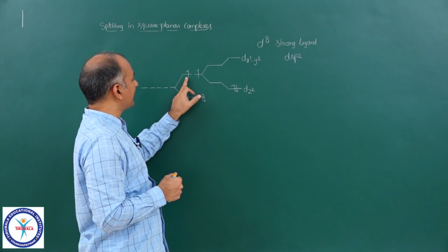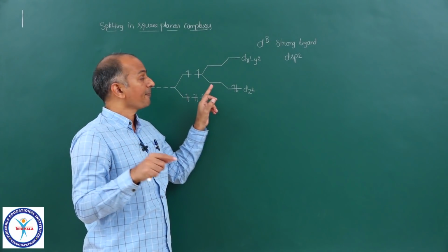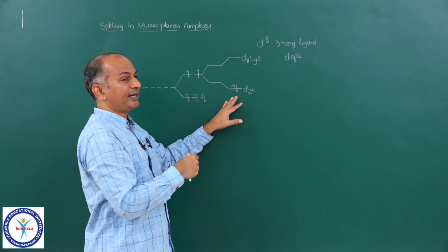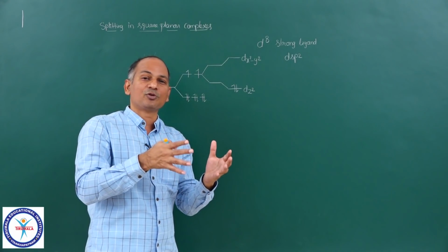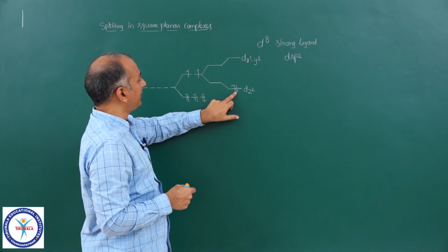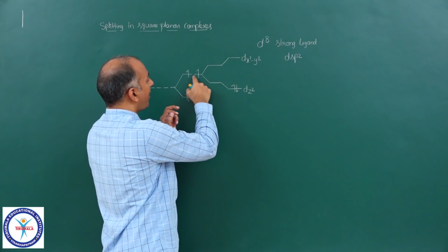In the d9 case, 2 electrons will be here and 1 electron is here. And if the ligand is strong, yes, there is a similar splitting. The octahedral complex is converted into a square planar complex. And here 2 electrons will be here and 1 electron will be here. So there is a loss in the energy.